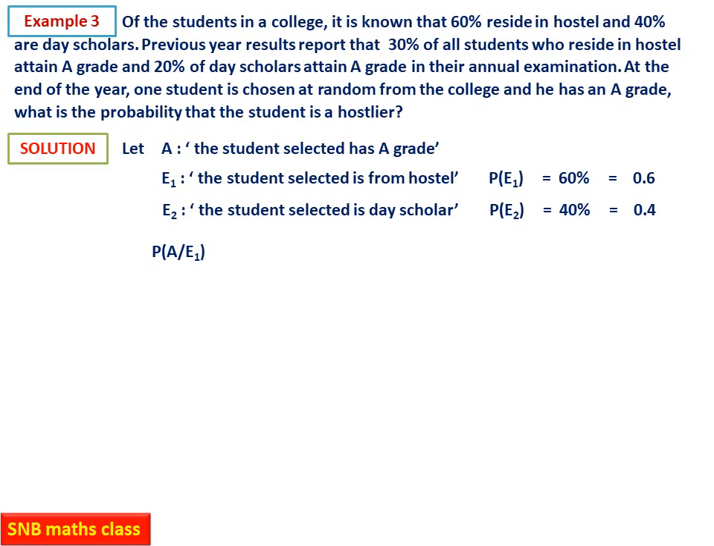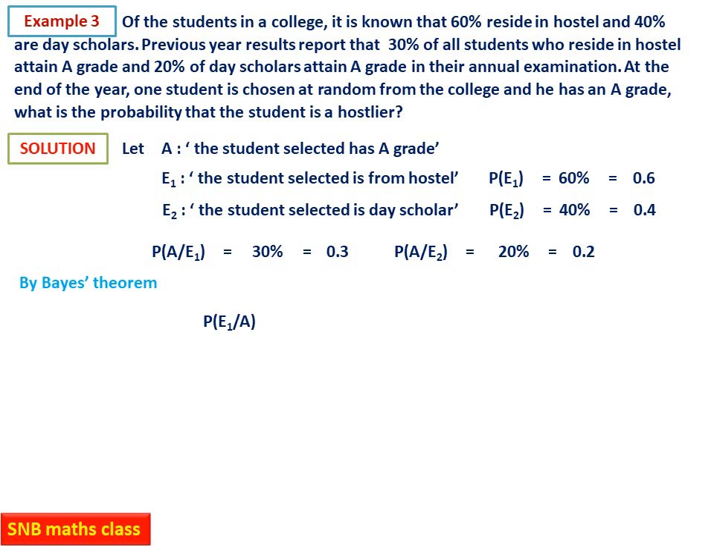Now let us calculate probability A given E1. What is A given E1? You can see 30% of all the students who reside in hostel attain A grade, so this is 30%, that is 0.30 or 0.3. Similarly, probability A given E2, you can see 20%, therefore it is 20% or 0.2. So now all the information necessary for the problem is listed.